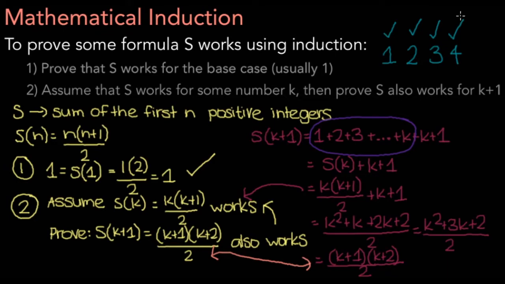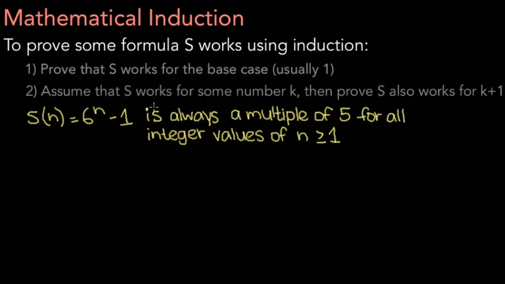Now let's move on to a more challenging problem. For the more complicated problem, we're going to try to prove that 6 to the power n minus 1 is always a multiple of 5 for all integer values of n greater than or equal to 1. You'll notice that in this case, S is more of a statement rather than a formula.